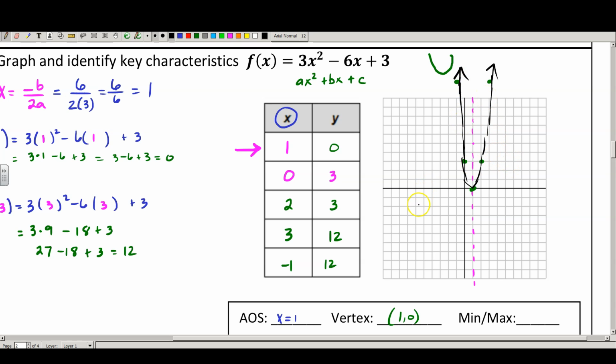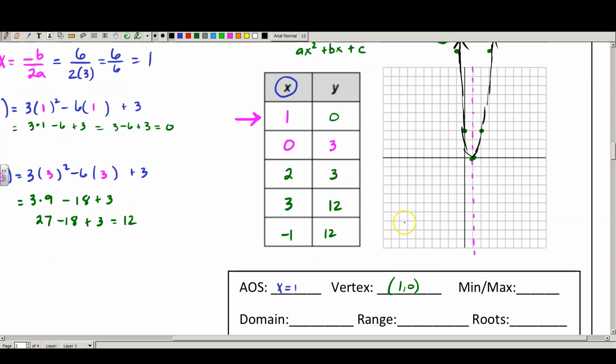But filling in the rest of these key characteristics, the domain is all real numbers, so we would say -infinity to +infinity if we're using interval notation. And then the range would be the y value. So what y values are possible in this function? That would be anything from 0 to infinity. So y is greater than or equal to 0. Interval notation would look like that.